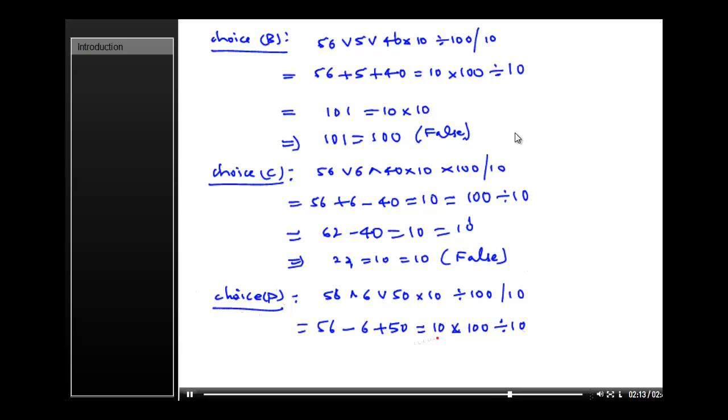On changing the symbols according to the instructions given in the question, we get this expression. This equals 56 minus 6 will be 50 plus 50. This equals 10 into 100 divided by 10 will be 10. This implies 100 is equal to 100. Clearly this is a true statement. Hence the correct statement is in choice D.